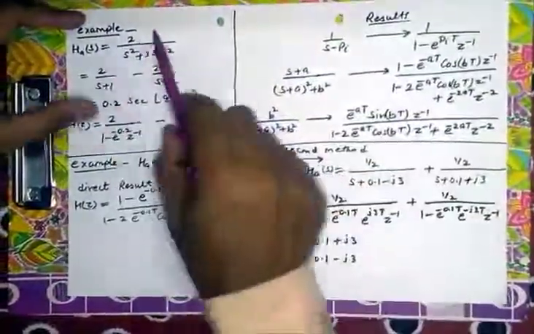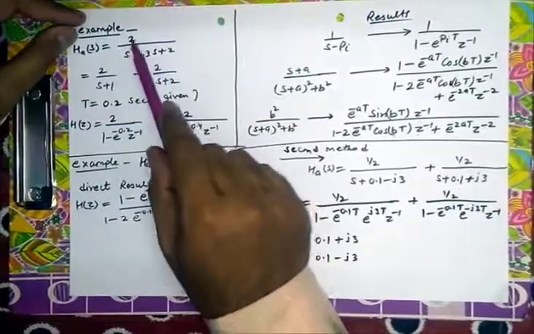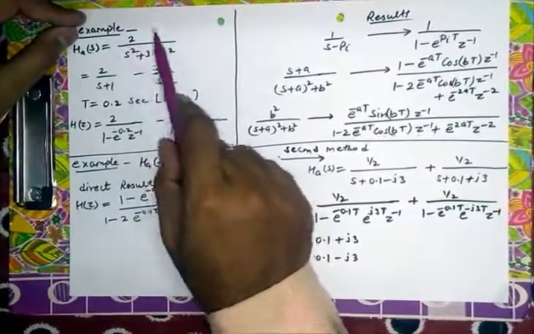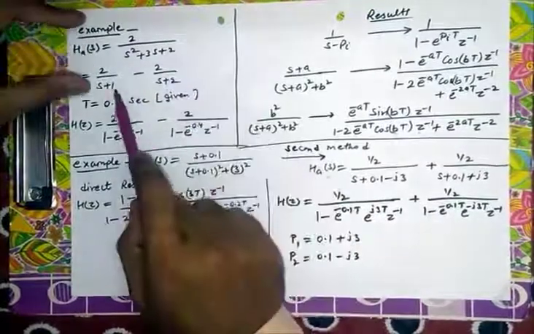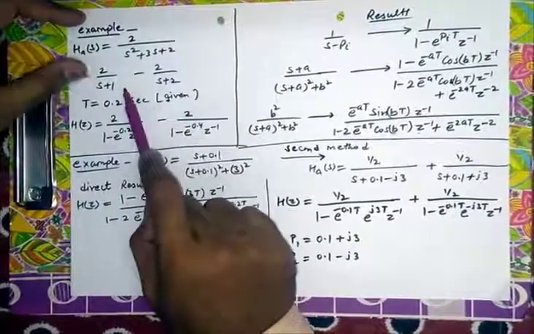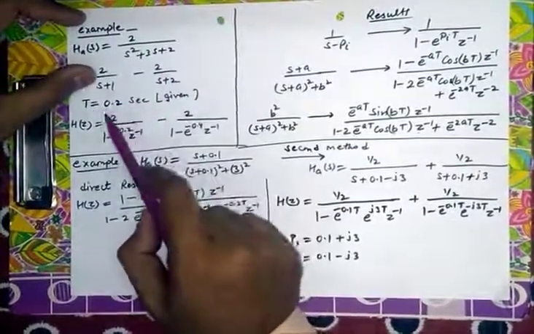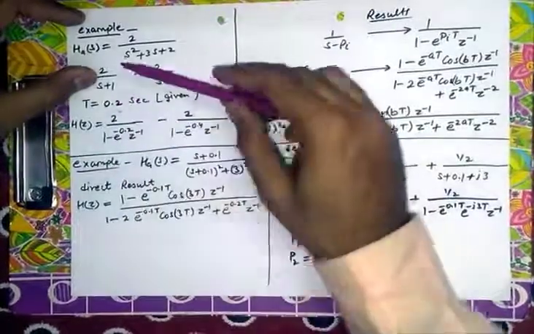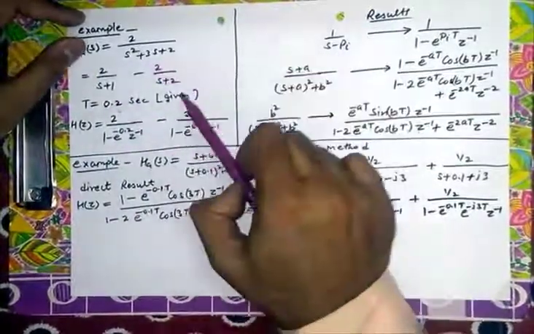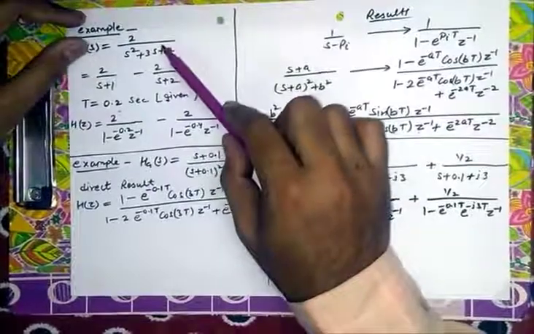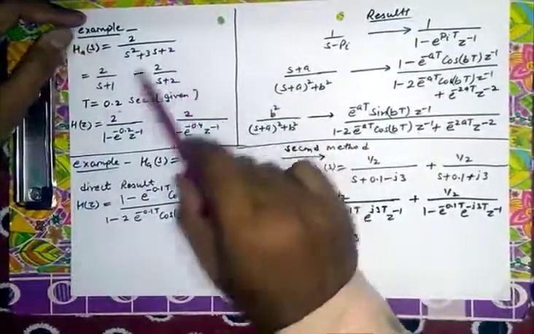Now a further example. Suppose we are given 2/(s² + 3s + 2) as the analog filter, having two poles, s + 1 and s + 2, after doing the partial fraction, and T is given as 0.2 seconds, that is the sampling time. Now we have to find the corresponding digital filter for this analog filter.